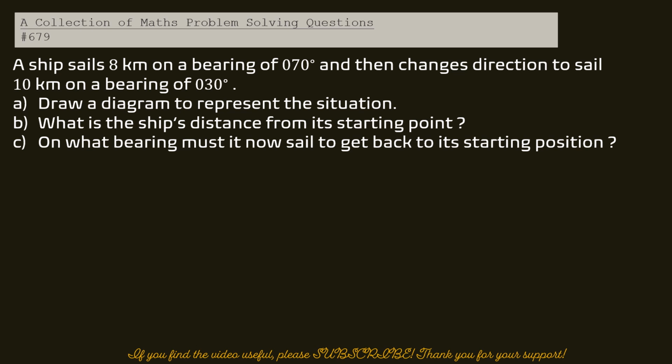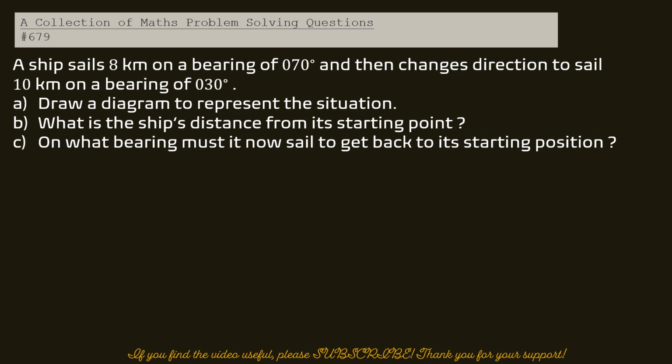A ship sails 8 kilometers on a bearing of 70 degrees and then changes direction to sail 10 kilometers on a bearing of 30 degrees. So first we need to draw a diagram to represent this, and then what is the ship's distance from its starting point, and then on what bearing must it now sail to get back to its starting position.